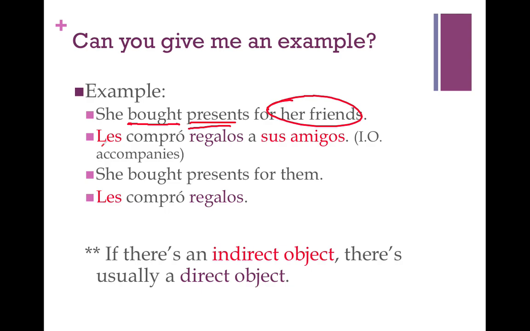So I'm going to show you how we did this here on the next slide. This is the proper Spanish sentence. And then this one down here is the one with it replaced. We got rid of her friends. So instead of saying she bought presents for her friends, we're saying she bought presents for them. Les compró regalos. Also, just a hint, if there's an indirect object, there's probably a direct object too.